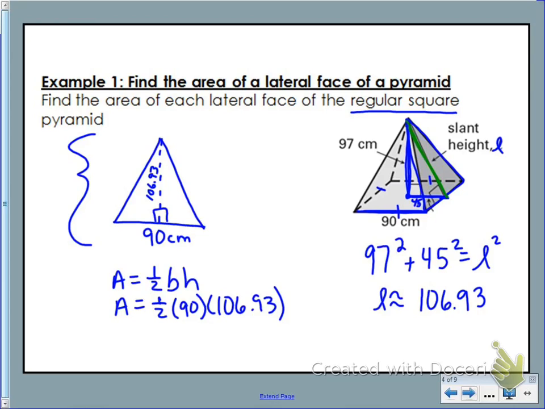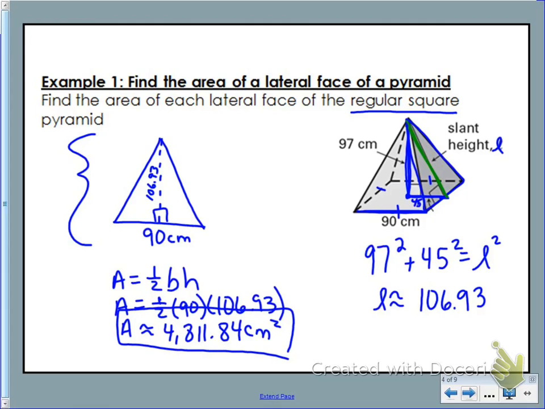So if we calculate that, we're going to find that the area is about 4,811.84 centimeters squared. So what that means is the area of each one of the triangular faces on the lateral surface area is 4,811.84 centimeters squared. So there are 4 of those triangles, each of those having the same area.